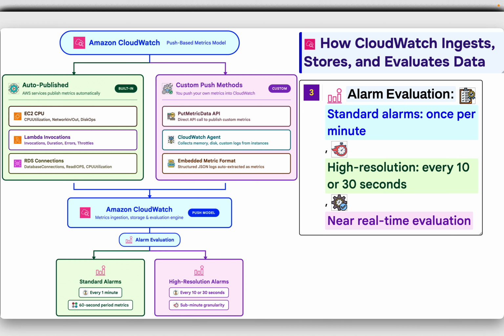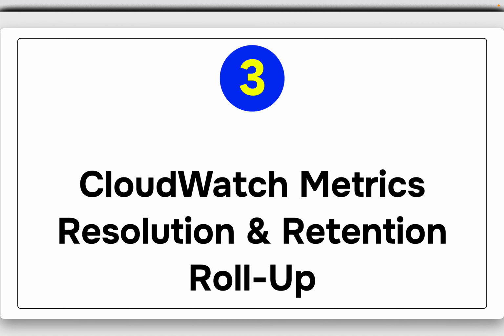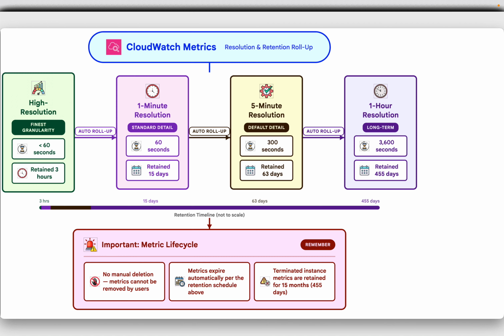For alarm evaluation, standard alarms are evaluated once per minute using 60-second period metrics. High-resolution alarms are evaluated every 10 or 30 seconds, providing near real-time evaluation. Third topic, CloudWatch metrics resolution and retention rollup.